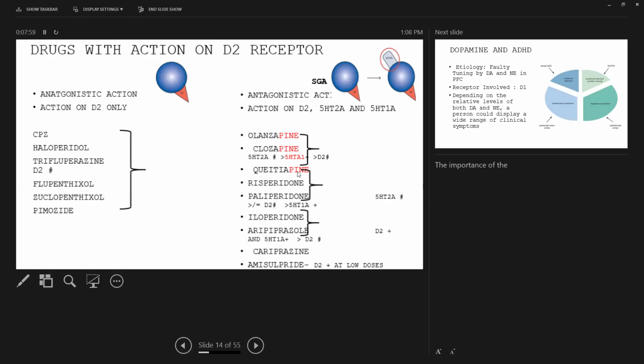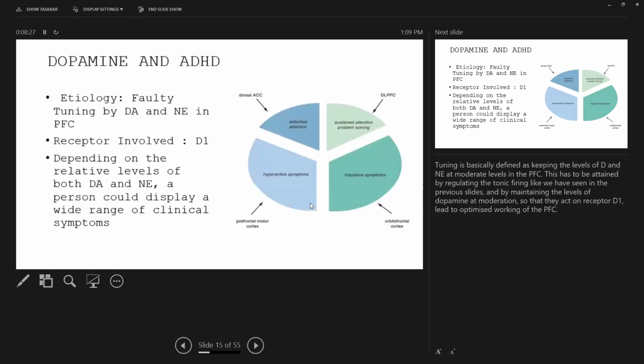And the other, second generation antipsychotics, which act on D2, 5-HT2A and 5-HT1A, are olanzapine and clozapine, and quetiapine, which has more action on 5-HT2A, then 5-HT1A, and then D2 receptors. And other drugs are risperidone and paliperidone, which have more action on 5-HT2A, and then D2 receptors and 5-HT1A.